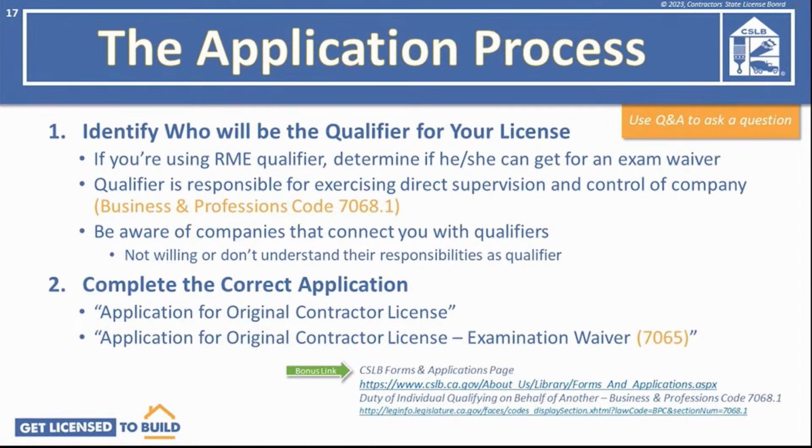Next, make sure you complete the correct application. There are 2 options. 1, application for original contractor license. 2, application for original contractor license examination waiver 7065. We have a link to the forms and applications webpage at the bottom of this page.